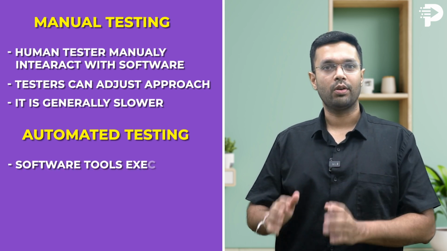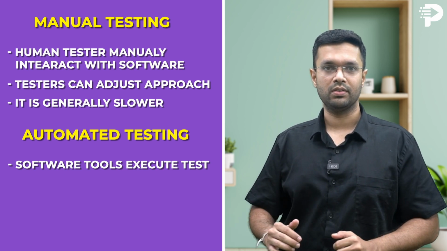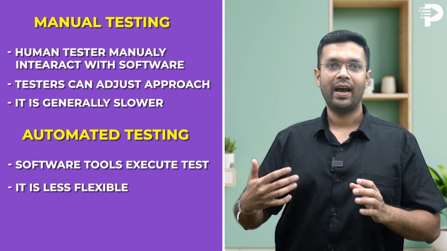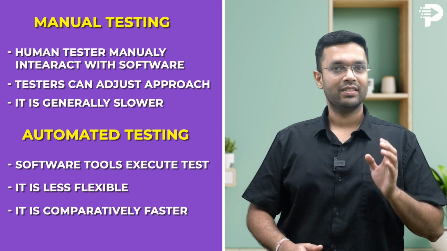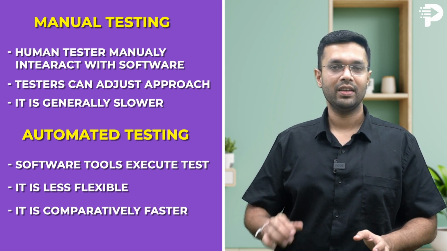In automated testing, software tools or scripts execute the test based on predefined instructions. It's less flexible as scripts require maintenance and updates to adapt to changes in the software. Automated testing is significantly faster as it can run numerous tests in a short time.